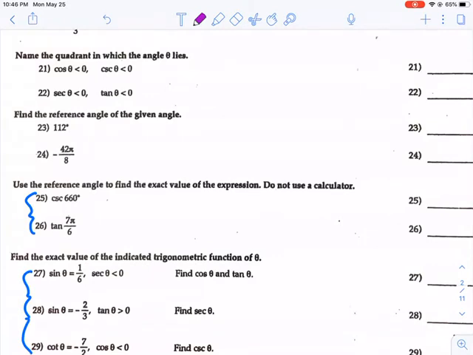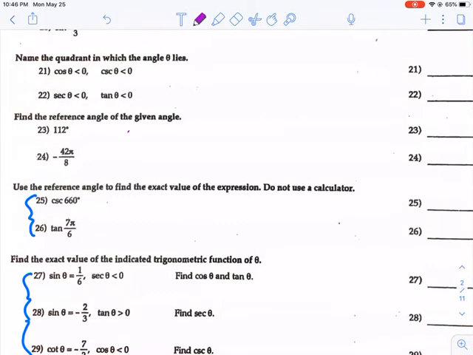25, 26. Reference angle. So how do we find a reference angle? We need to figure out where 660 is on the unit circle, and then you find the closest angle to it, the reference angle with the x-axis. So 660, you want to draw this. On the unit circle, where's 660?